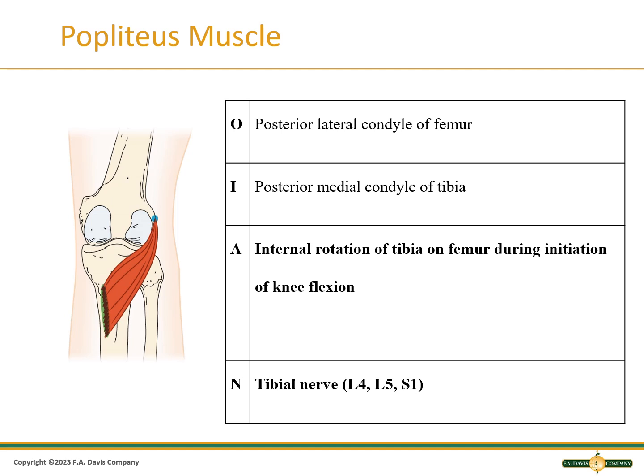And popliteus is a little muscle that helps to unlock the knee during the initiation of knee flexion. So it causes internal rotation of the tibia on the femur during the initiation of knee flexion. But beyond that, it does not have a great function.